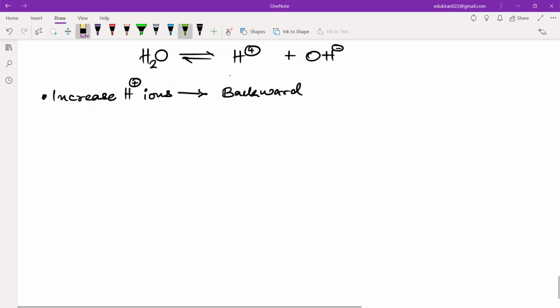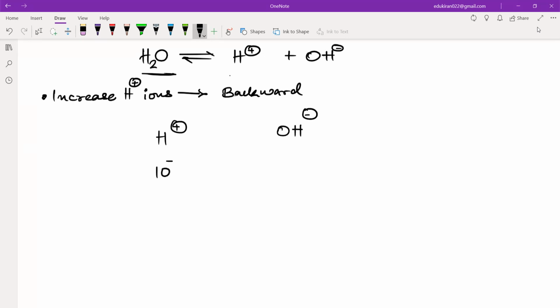Now, I'm not considering H2O because the concentration is of no use for us. I am just using H plus and OH negative. So initially, if I have pure water, then this will be 10 to the power minus 7 molar. This will also be 10 to the power minus 7 molar. Any problem here? Tell me guys, any problem? No, sir.